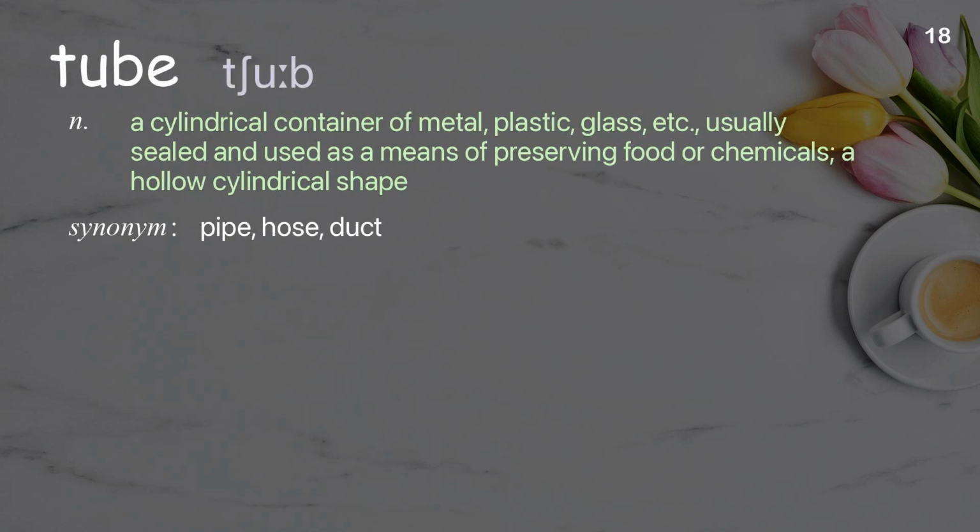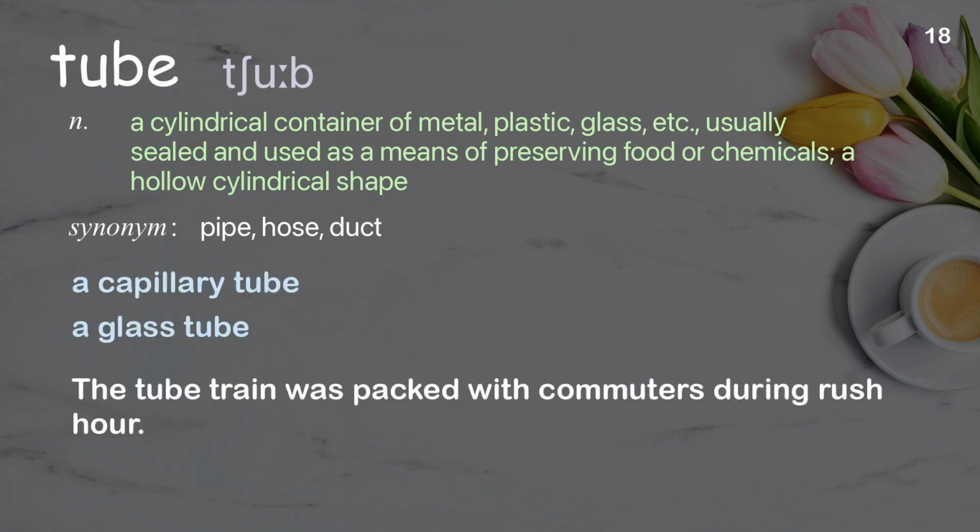Tube. A cylindrical container of metal, plastic, glass, etc., usually sealed and used as a means of preserving food or chemicals, or a hollow cylindrical shape. Examples: A capillary tube. A glass tube. The tube train was packed with commuters during rush hour.